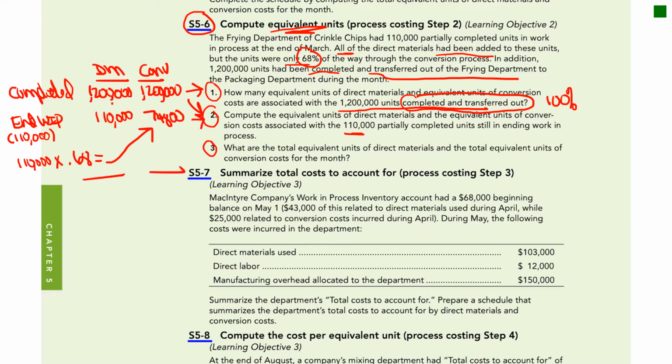Part three, you simply just have to add the totals together to get the totals. So for your materials, it's going to be 1,310,000, and for your conversion, it's going to be 1,274,800.